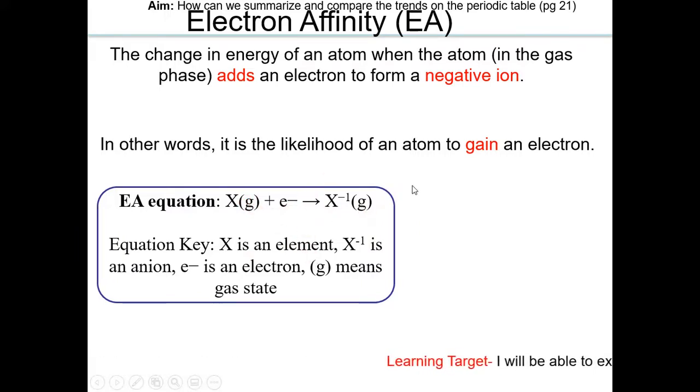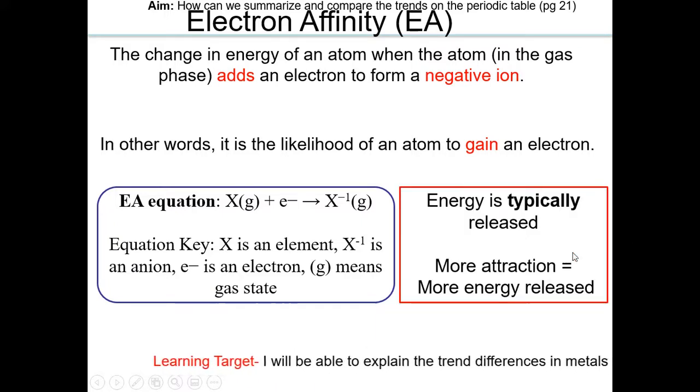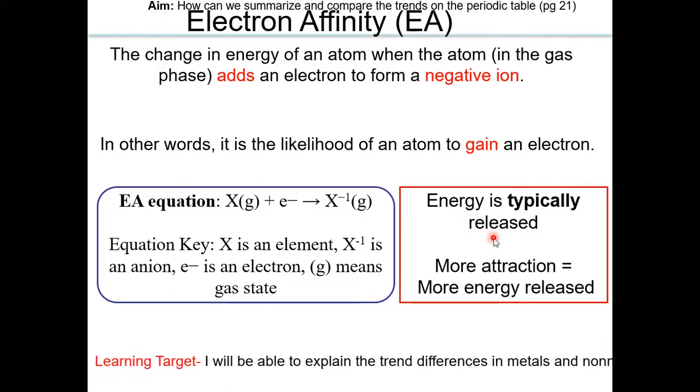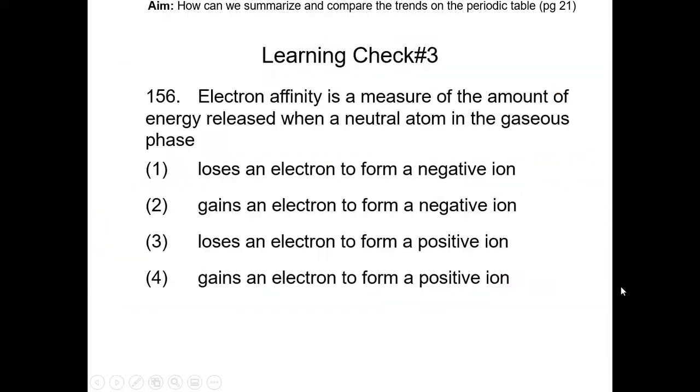If you recall, for ionization energy, you absorb energy in order to create the ion. For electron affinity, energy can either be released or absorbed, but energy is typically released for electron affinity. The more attraction the atom has for the electron, the more energy will be released.